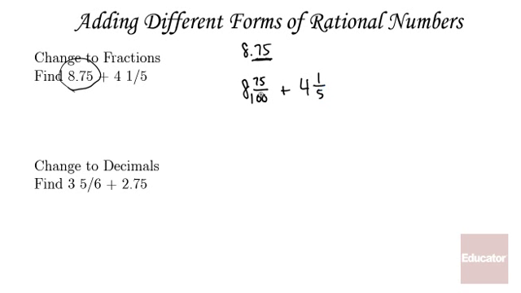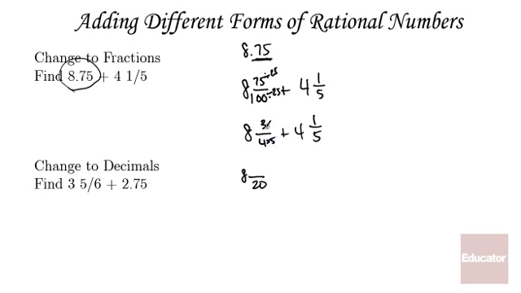Well, 75 over 100 is a very large fraction to work with. So let's see if we can simplify the 75 over 100. I know I could divide both the top and bottom by 25, so I'm going to have 8 and 3 over 4. Good. So that still doesn't give me common denominators. However, I've created a fraction with a smaller denominator. So that should make it easier for me to find the common multiple, which is going to be 20.